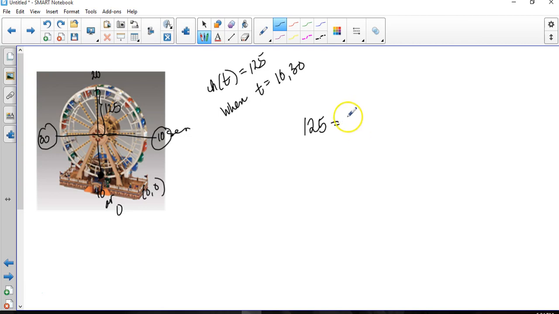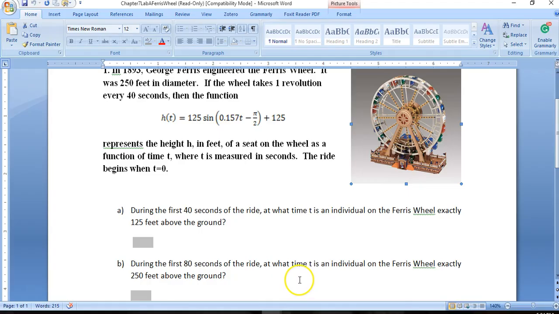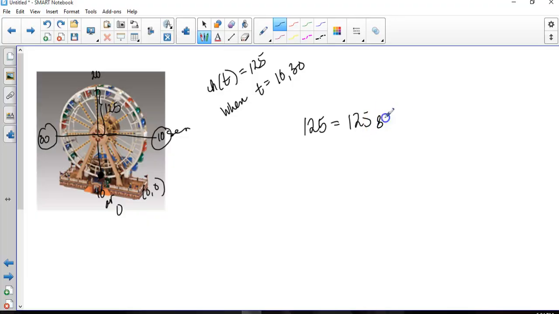And I want to know what t do I have to plug into my equation, which is 125 sine 0.157t minus pi halves, and then I've got another 125. We want to solve for t so that we can get down to 10 and 30. And if I remember correctly, I think you've got to round it off. You know, you get like 29.99999, something like that. All right, so let's subtract 125 from both sides.